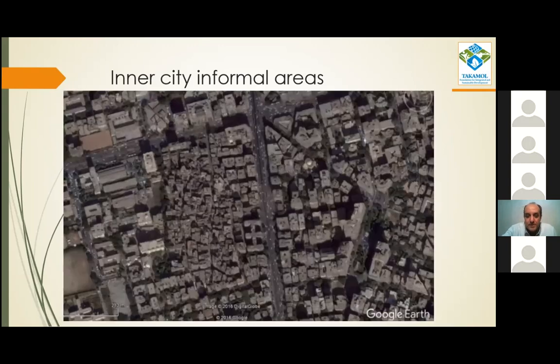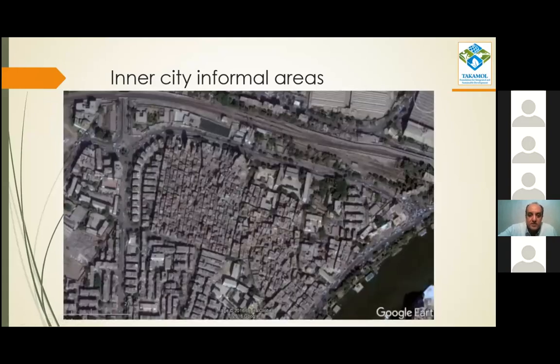Next we have another example of inner city informal areas. This is called Dair Nahya in Do'i. This used to be a village and was then surrounded by a planned district, which is Do'i district, which was planned in the 50s maybe. And they left the original village as it is, as a pocket inside the city.